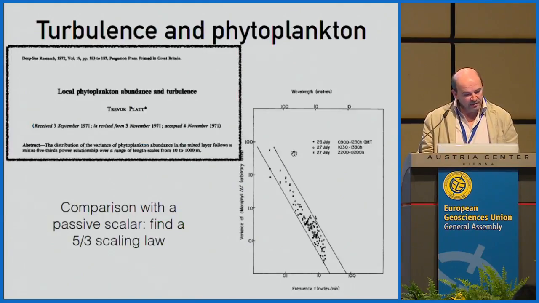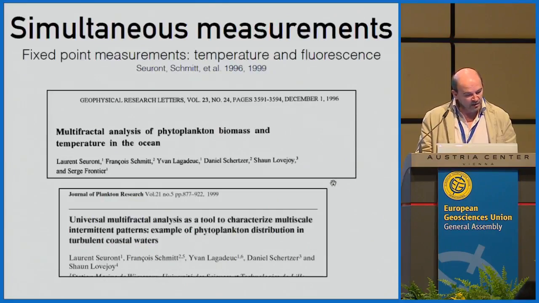So one idea, if we go back to the 70s, was to compare phytoplankton concentration with a passive scalar. So this was recorded by using a fluorescence device. And this was a proxy of a phytoplankton concentration. And some scaling laws here, you have the log-log plot of the power spectrum, where you have more or less roughly 5/3 scaling.